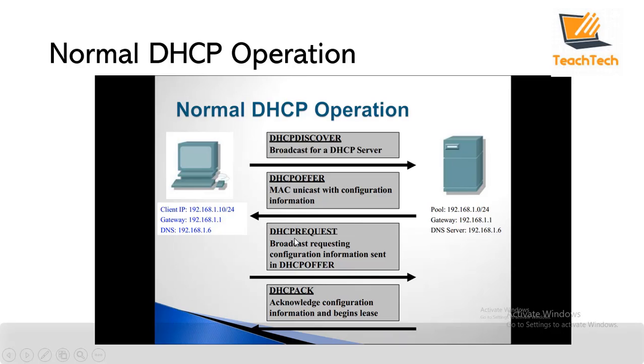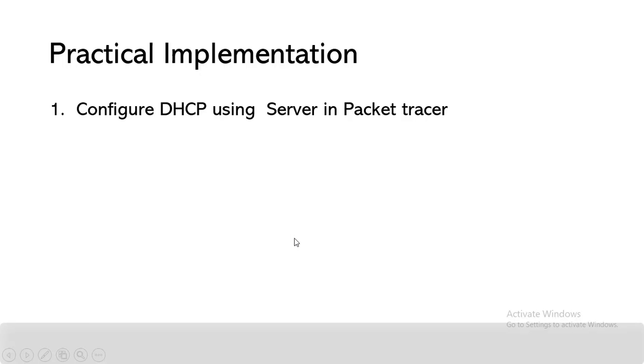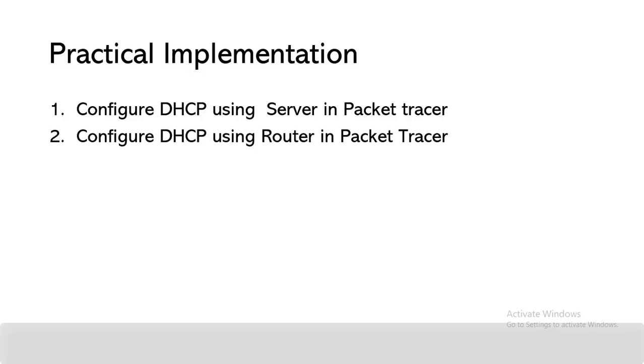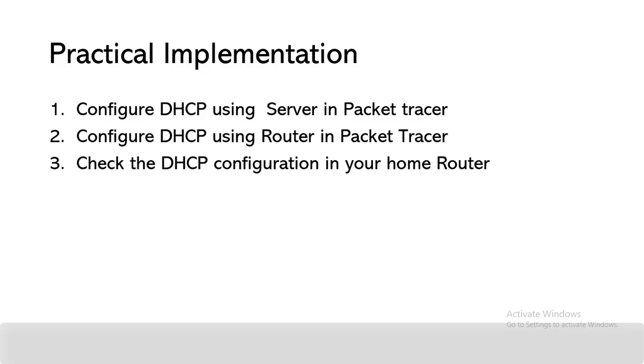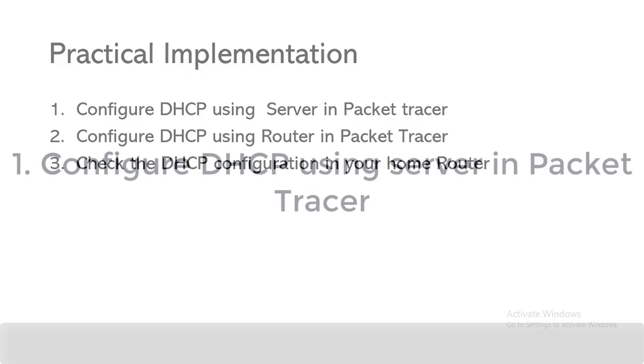Now let's look at the practical implementation. First, we will see the configuration of DHCP using a server in Packet Tracer. Secondly, we will see the configuration of DHCP using a Cisco router in Packet Tracer. And at the end, we will check the DHCP configuration on our real home network.